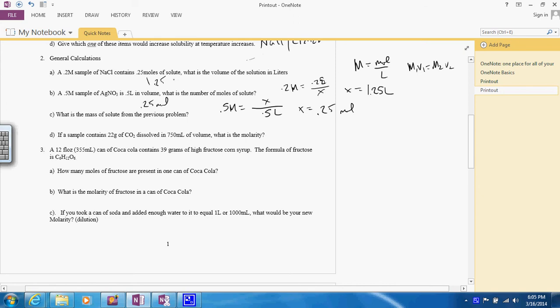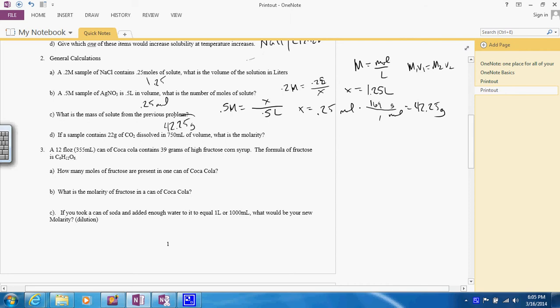This was 1.25. This one is going to be how much does this thing actually weigh? Get rid of the moles and go to grams. 1 mole weighs, for silver nitrate, 169 grams. So a quarter of 169, 42 and a quarter, or 42.25 grams.